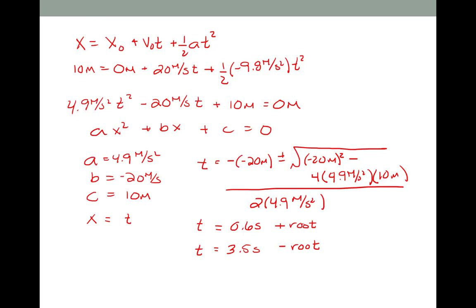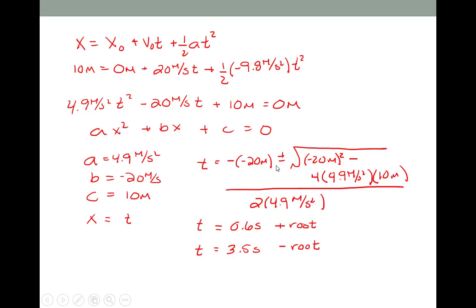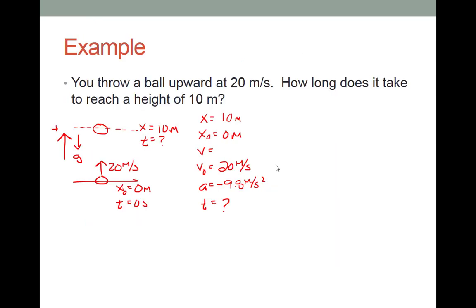I can't go to a new slide, so I guess I will go back to the previous slide where I have a little bit more space. Why do I get 2 times, and why are both technically correct? Because the ball is going to go upward, pass the 10 meter mark, turn around, and come back down. The 0.6 second answer is when it first crosses the 10 meter mark. And the second answer is when it comes back down and hits the 10 meter mark again at 3.5 seconds.